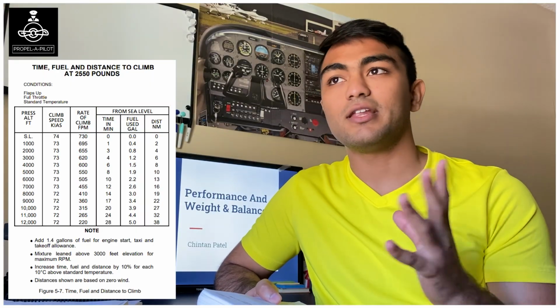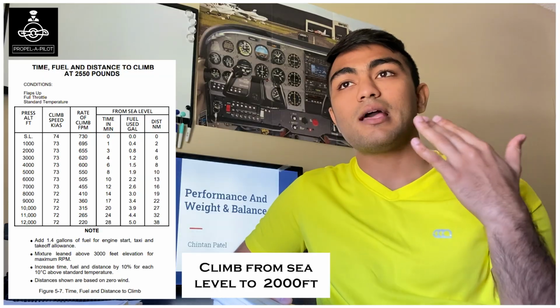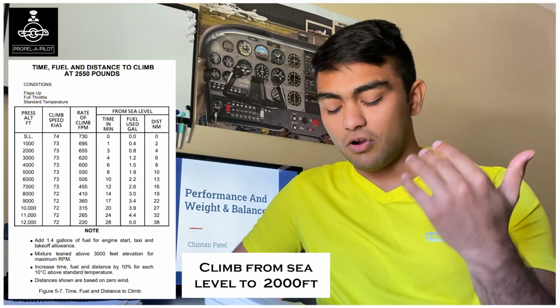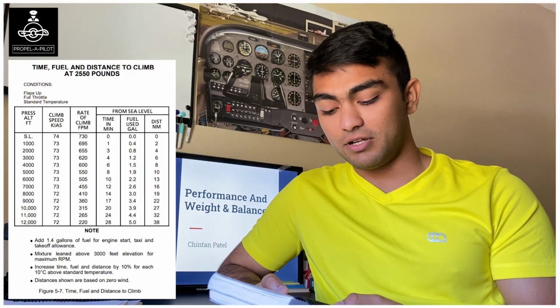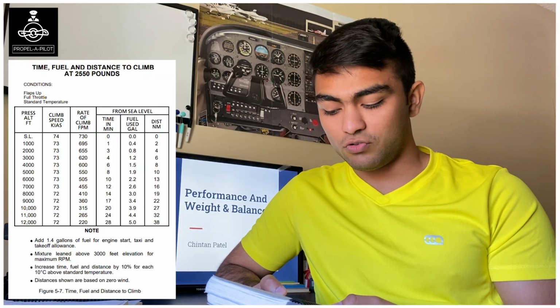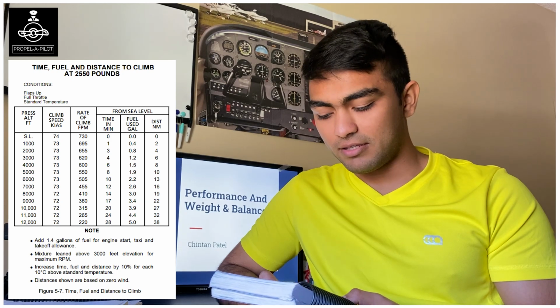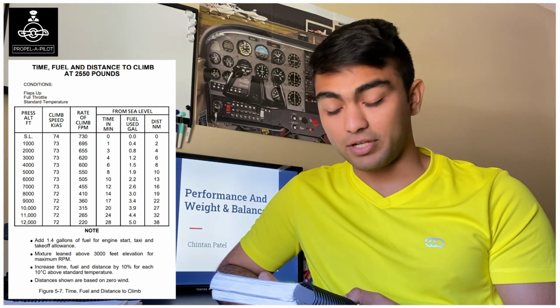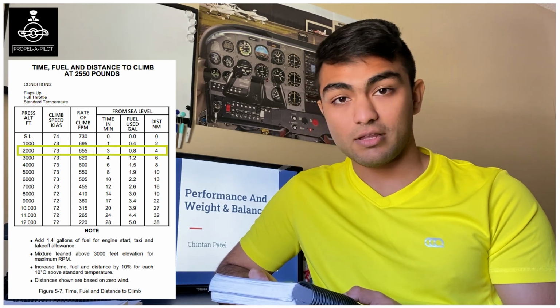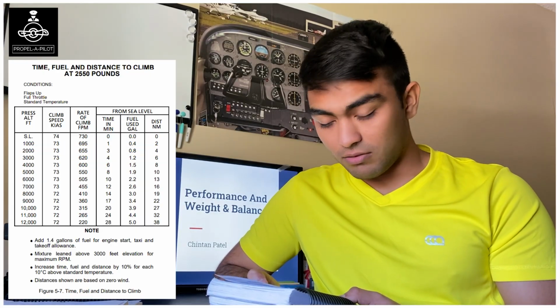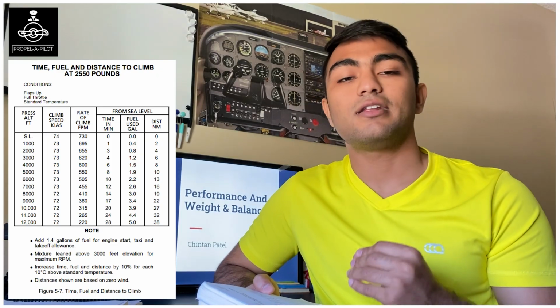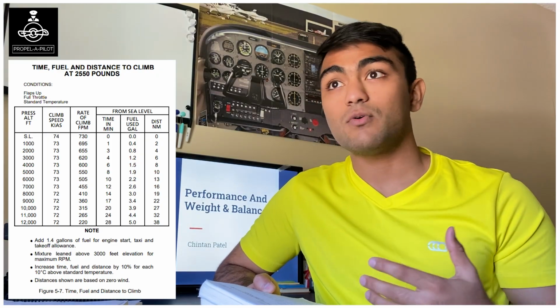So let's take a simple example. Let's say I want to climb from sea level to an altitude of 2000 feet. My time for that particular climb would be 3 minutes. My fuel used in gallons would be 0.8, and my distance required for the climb is 4 nautical miles.